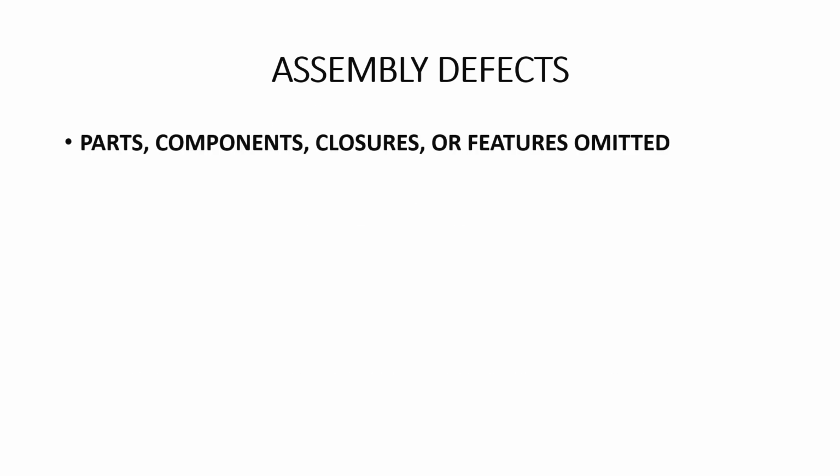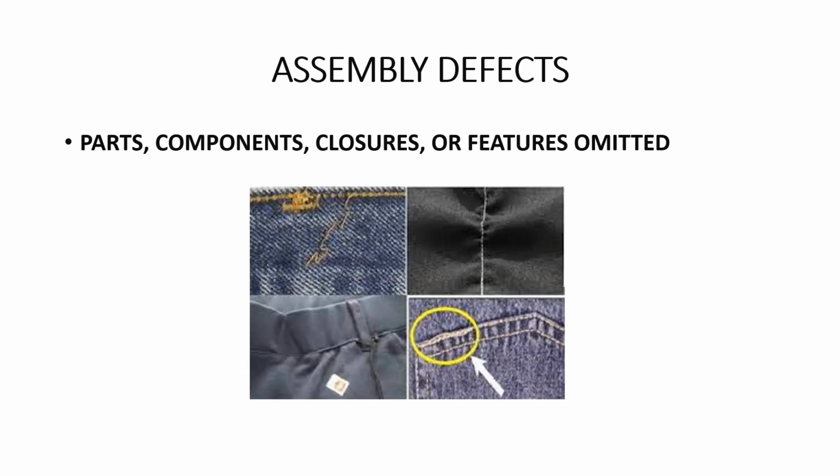Now assembly defects also come due to different parts, different components, closures, then features which are not used there or omitted, which was a part of the garment but has been omitted. Parts, components, closures and features. So then the assembly defect may come due to that.